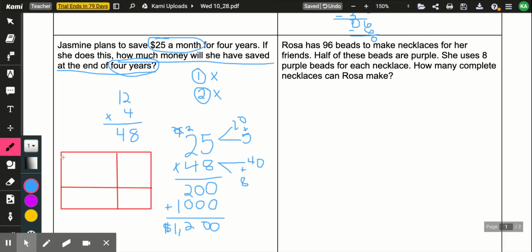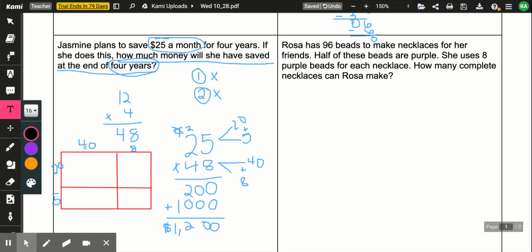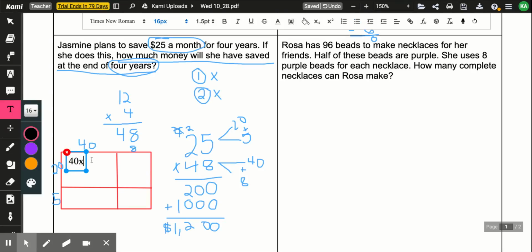So now I'm going to split those up over here. I want to make sure that 40 is on the same side of my rectangle that 8 is, and make sure that 20 is on the same side of my rectangle as 5 is. If I switch those, then that would be 45 and 28, and that's not the problem we're doing. So in this first box, I want to see what column am I in, 40, what row am I in, 20. So I'm going to be doing 40 times 20.